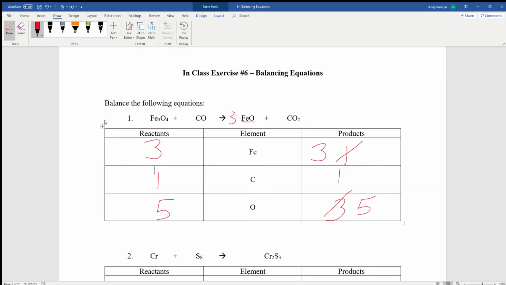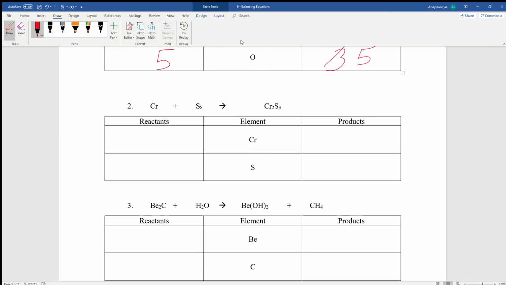All right, let's go on to number 2. So again, we're going to count up 1 chromium, 8 sulfurs, 3 sulfurs, 2 chromium. So I certainly could start by balancing the chromium. And we can do that. 2 chromium, 2 chromium. But we might not want to do that because we know it's going to become unbalanced anyway because we have to put a coefficient on the right side of our equation.